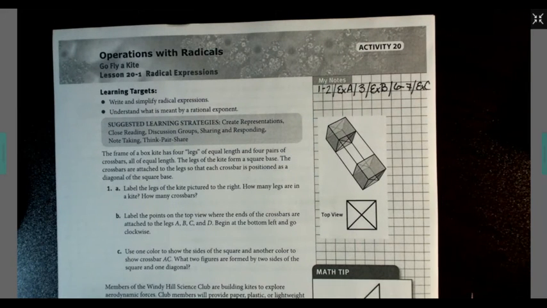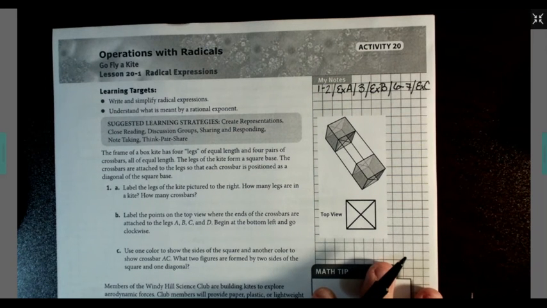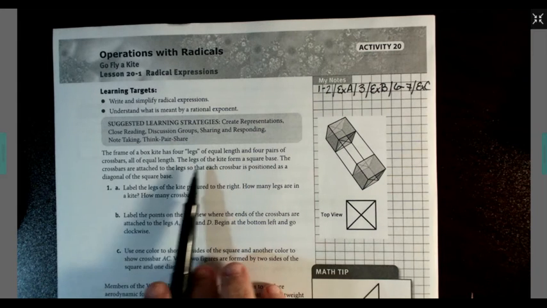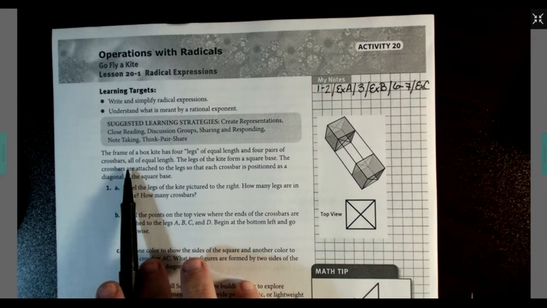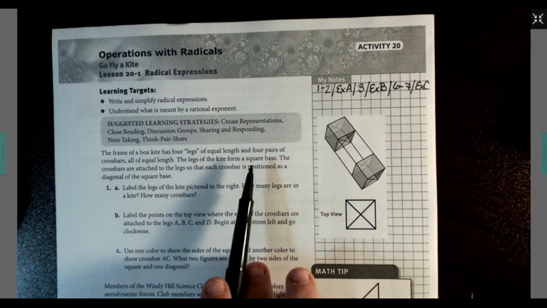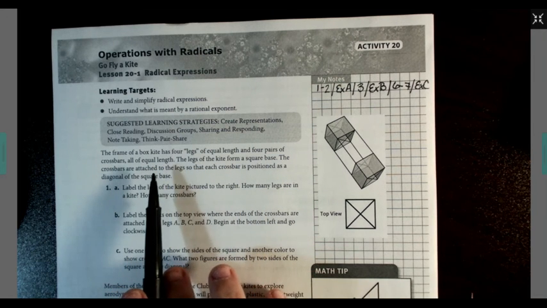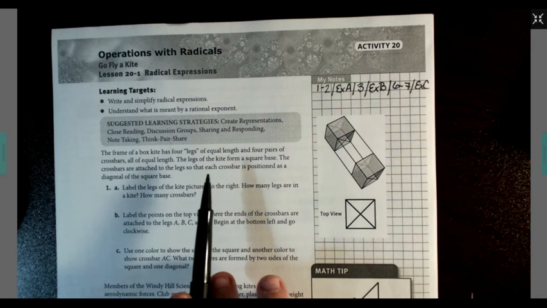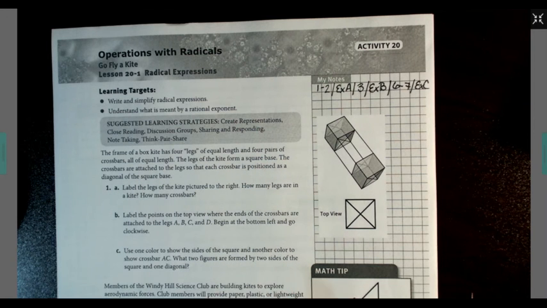Follow that up with 6 and 7 and example C. Let's take a look. We're being asked to write and simplify radical expressions and understand what is meant by a rational exponent. The frame of a box kite has 4 legs of equal length and 4 pairs of crossbars, all of equal length. The legs of the kite form a square base.